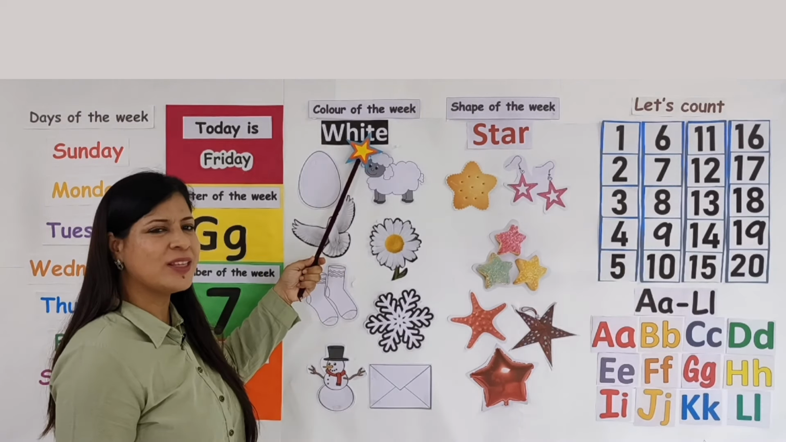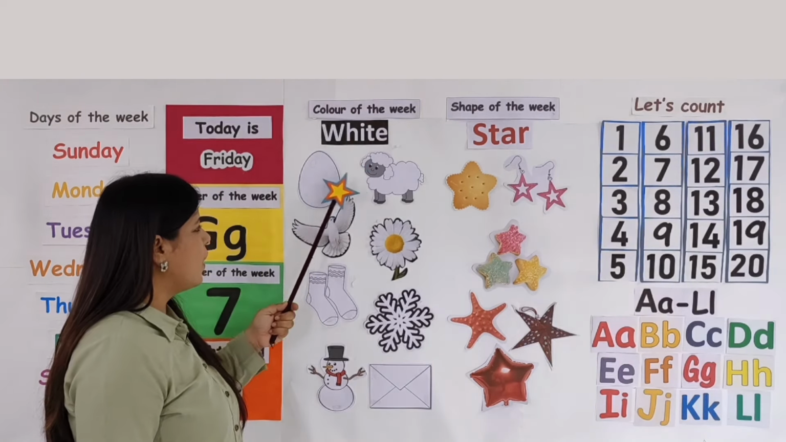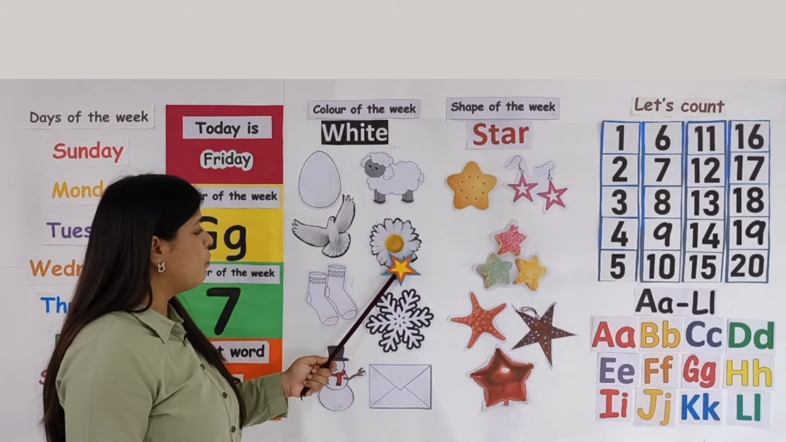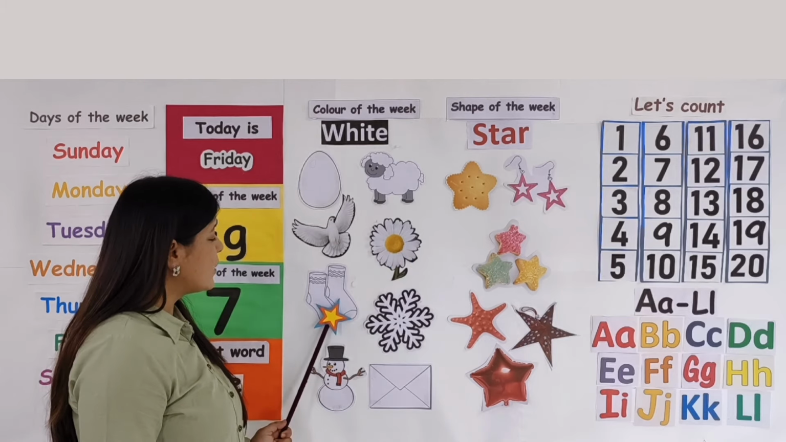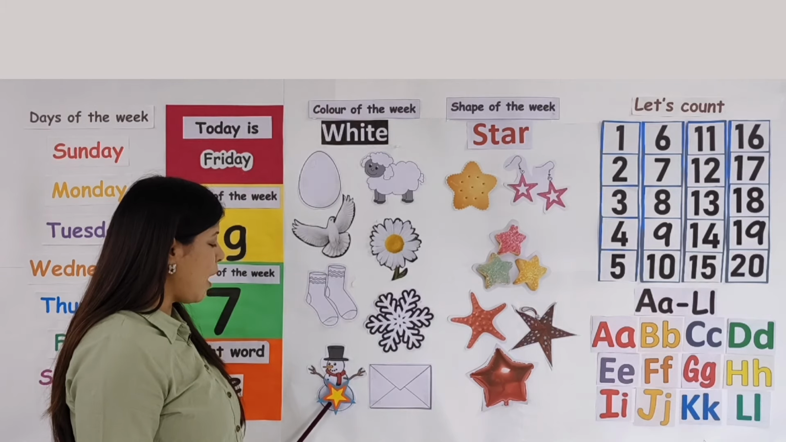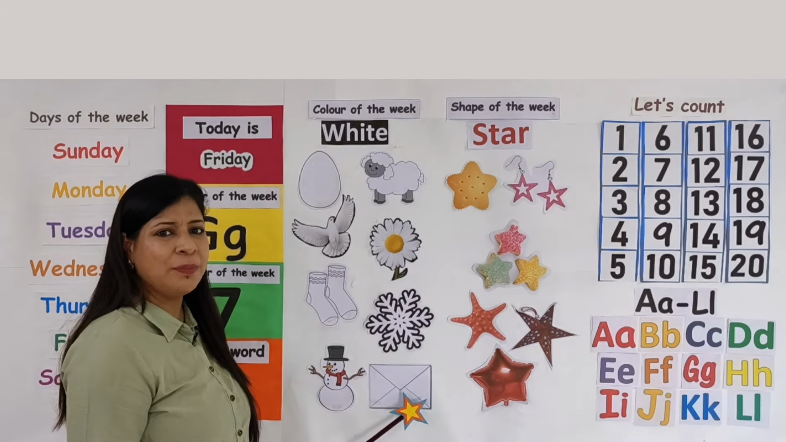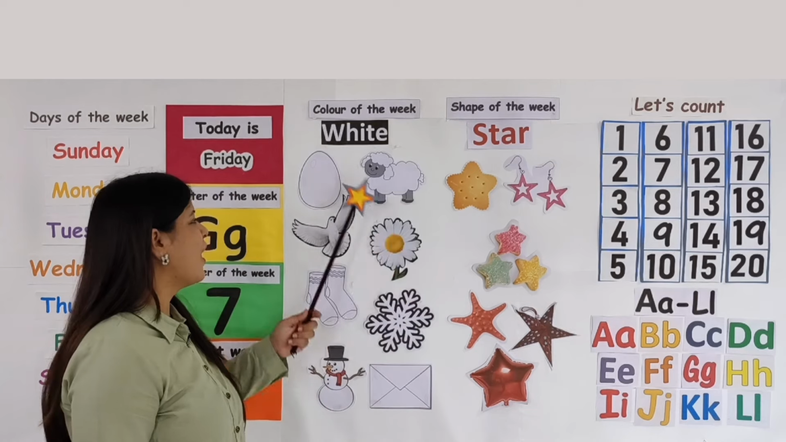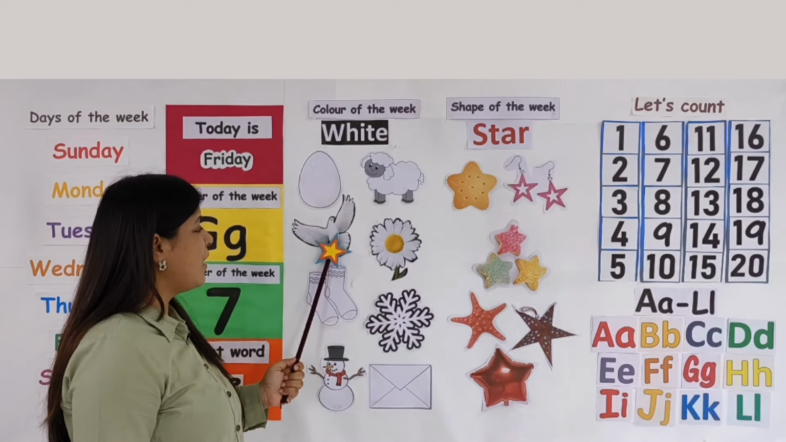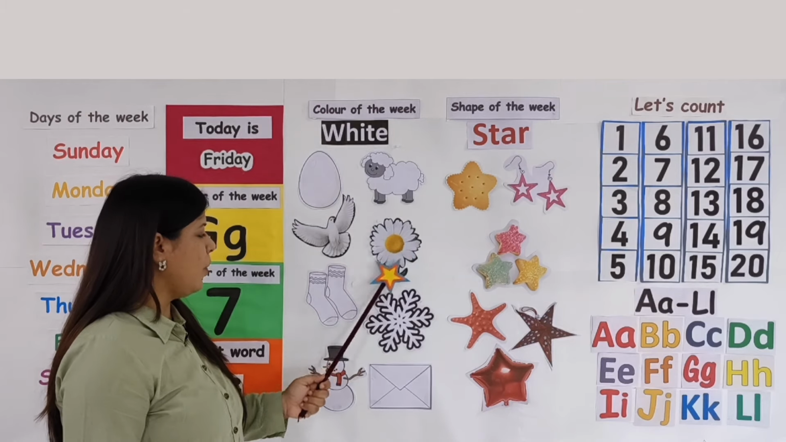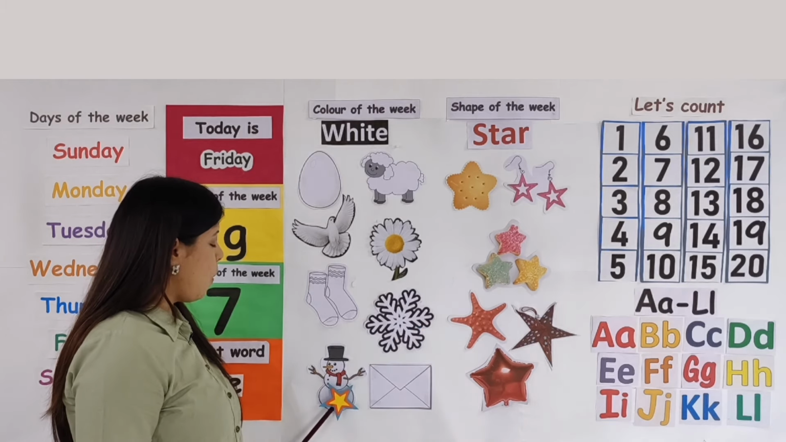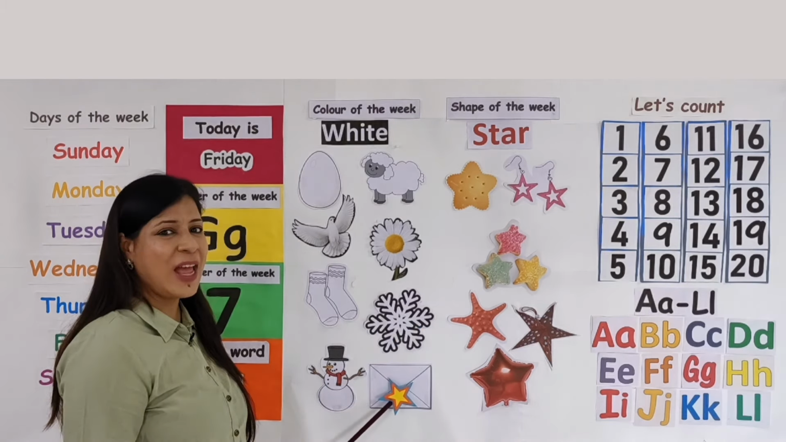Now let's see the pictures. White egg, white sheep, white dove, white flower, white socks, white snowflake, white snowman, white envelope. Now say along with me. White egg, white sheep, white dove, white flower, white socks, white snowflake, white snowman, white envelope.